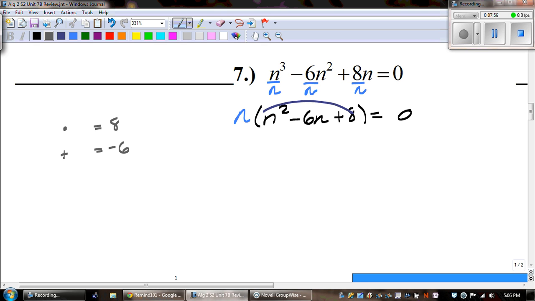Okay, so from here, you need to pause the video and you need to try this on your own. See if you can factor it correctly, and remember that you have to solve. Find out what n equals. Okay? Good luck.